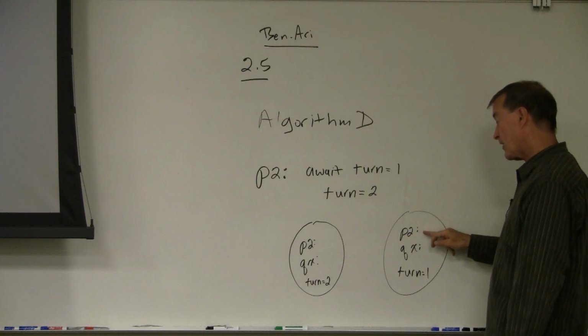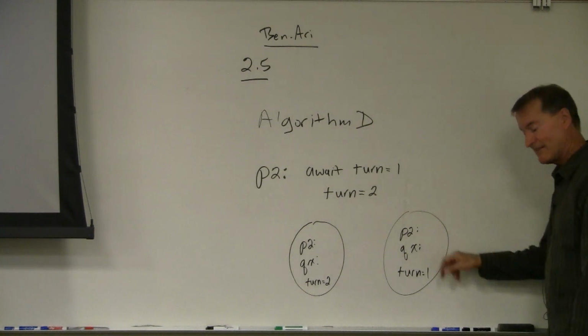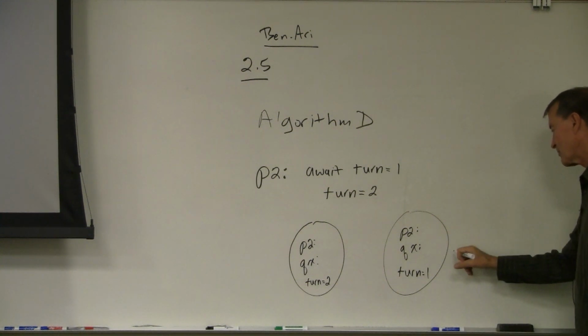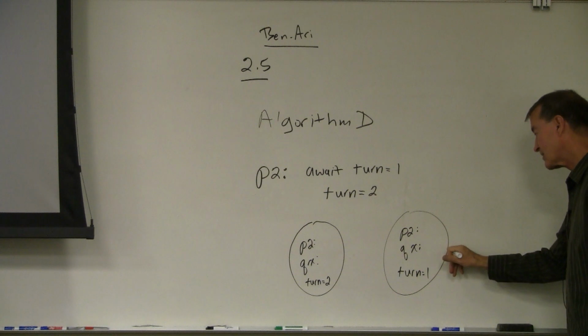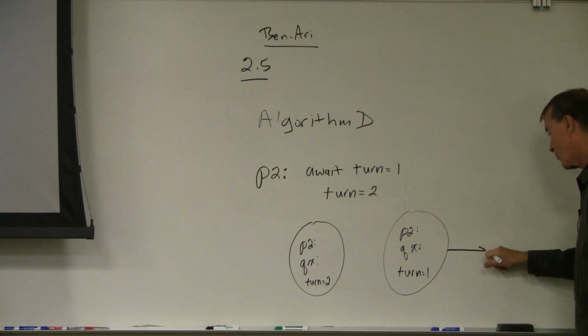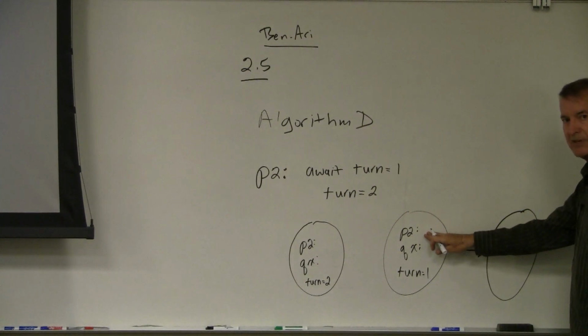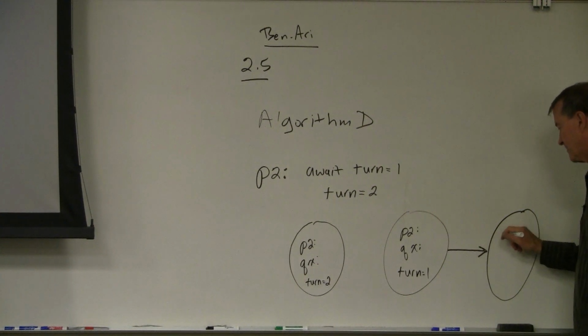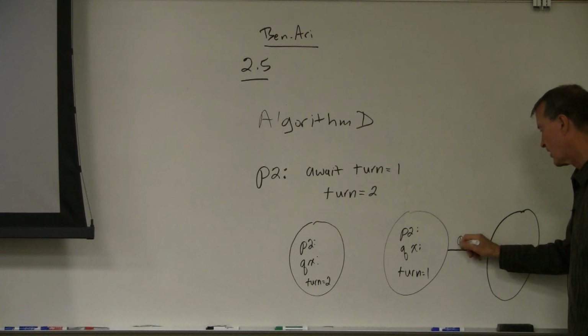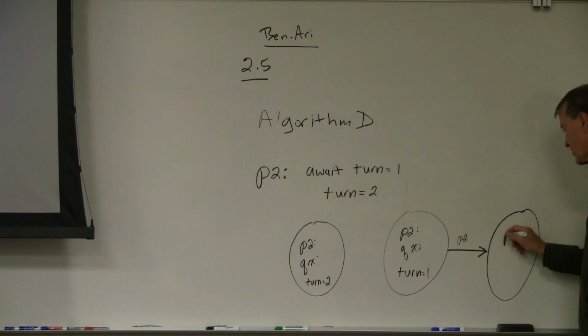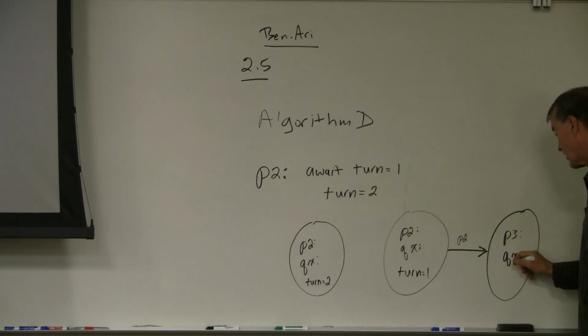But furthermore, if you pick P2 in this state, then what will the next state be? Well, what's the one that comes after P2? So here, if you pick P2 to execute, then what will the state be? Is it P3? P3 would be the one that would be ready, and QX would be the same QX.